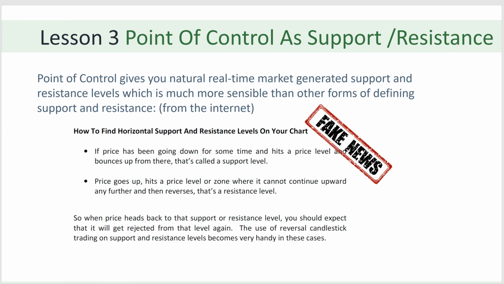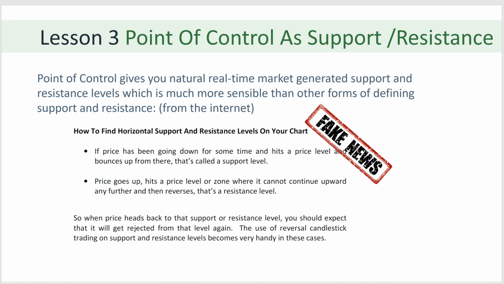Now, point of control gives you a natural, real-time, market-generated support and resistance level, which is going to be much more sensible than other forms of defining support and resistance. Now, I got this off the internet. I stamped this one fake news: how to find horizontal support and resistance levels on your chart.